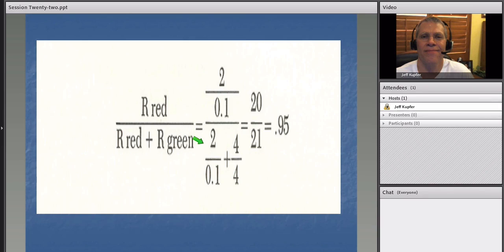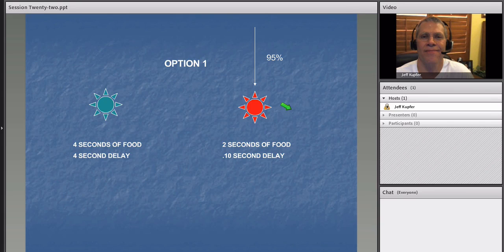Okay? So, when we look at just this isolated situation, and we plug in the matching law, it tells us, quite effectively, that given this scenario, and given these variables here, 4 over 4 versus 2 seconds with a 0.1 second delay, that the pigeon will spend 95% of its time pecking red, not green. All right? Now, let's go back to our original question.